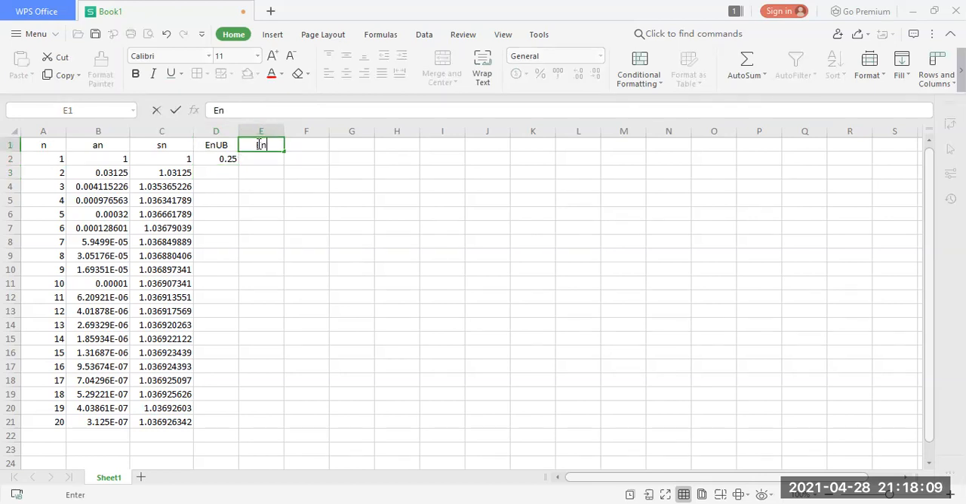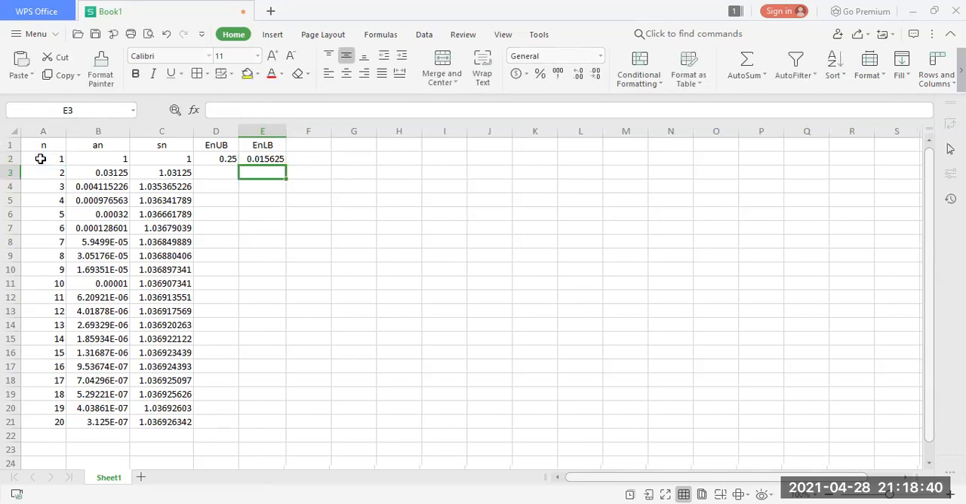The error up to the nth term, lower bound, is 1/4 times n plus 1 to the power of 4. Now the mean of the error of the nth term will be this guy plus this guy divided by 2.